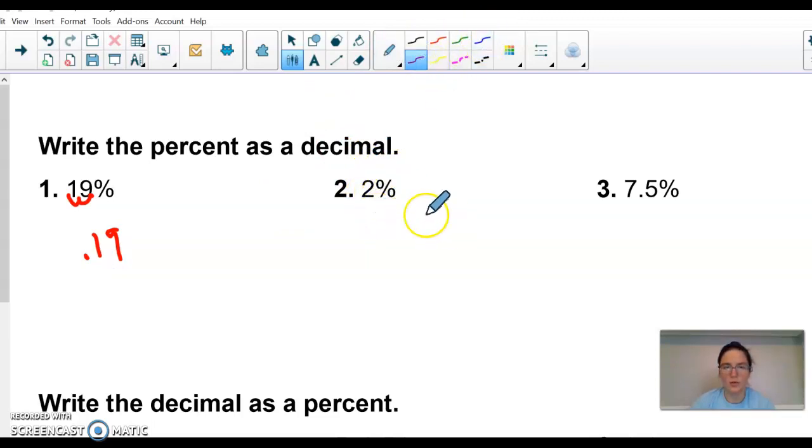So for this 2%, to make it a decimal, I'm going to take the decimal, which is right here on the right side of the 2, and move it 2 places to the left, 1, 2, but there's this gap right here, so you have to fill it in with a 0. So this is actually 0.02 as a decimal.